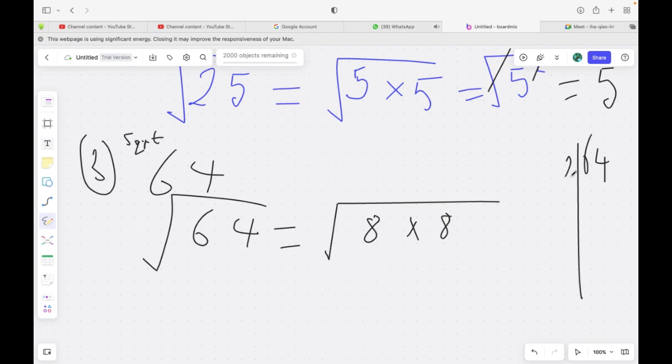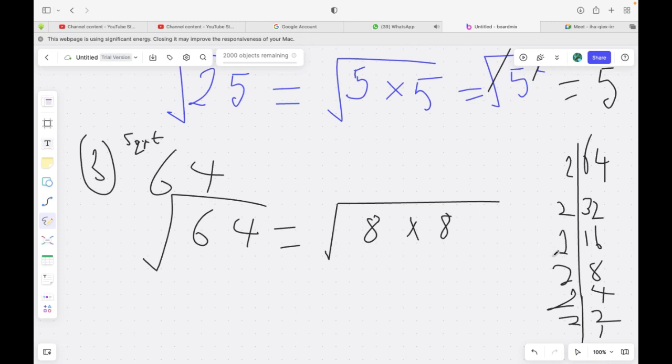64 divided by 2, you get 32. 32 divided by 2, you get 16. 16 divided by 2, you get 8. 8 divided by 2, you get 4. 4 divided by 2, you get 2. 2 divided by 2, you get 1. So you can see these are the factors.